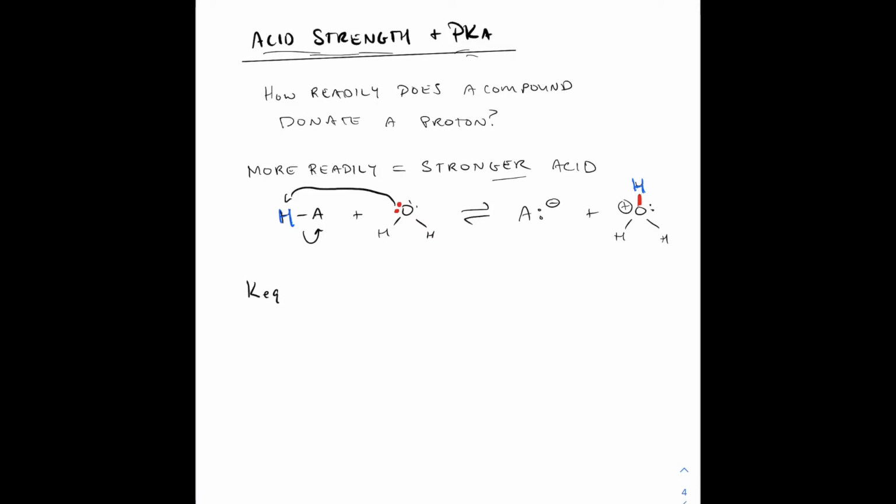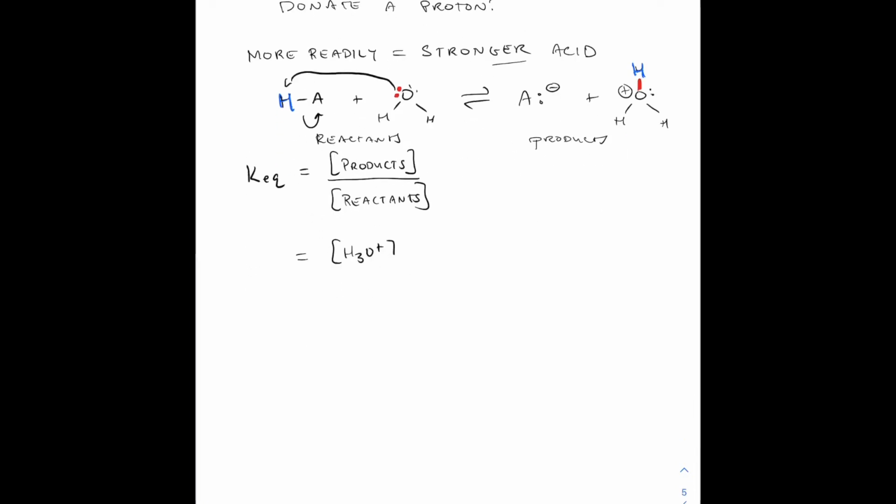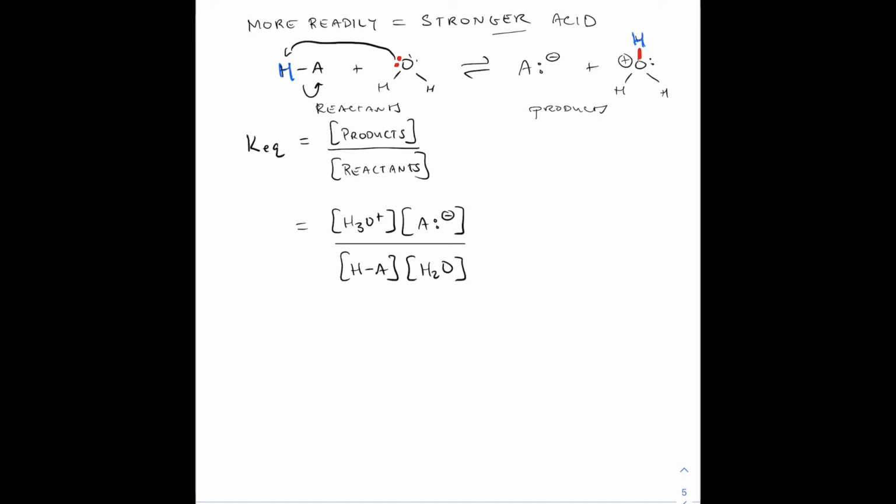Okay, now remember from general chemistry that we have Keq, the equilibrium constant, which is equal to the concentration of the products over the concentration of the reactants. Up above we have the reactants on the left side and the products on the right side. Now what does this look like for the particular equation we put up? It's the concentration of H3O plus times the concentration of A minus, over the concentration of HA times the concentration of water, water being a reactant.